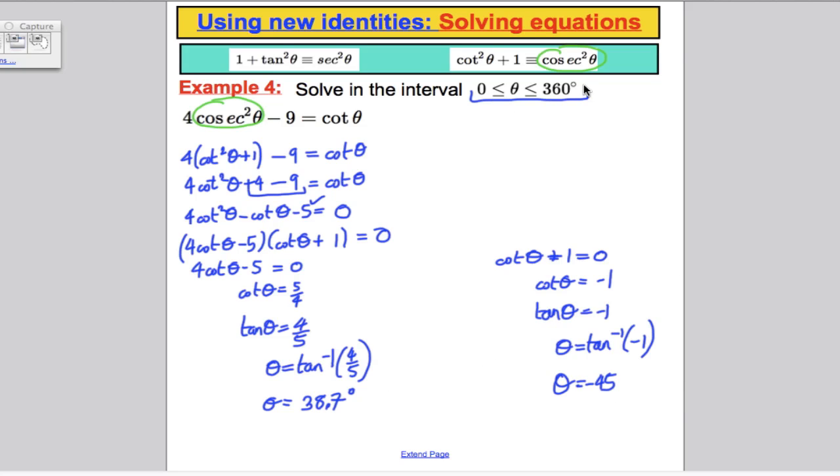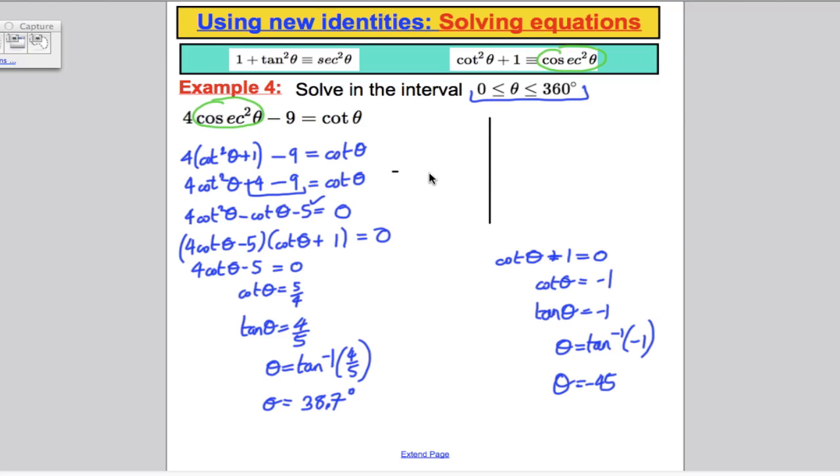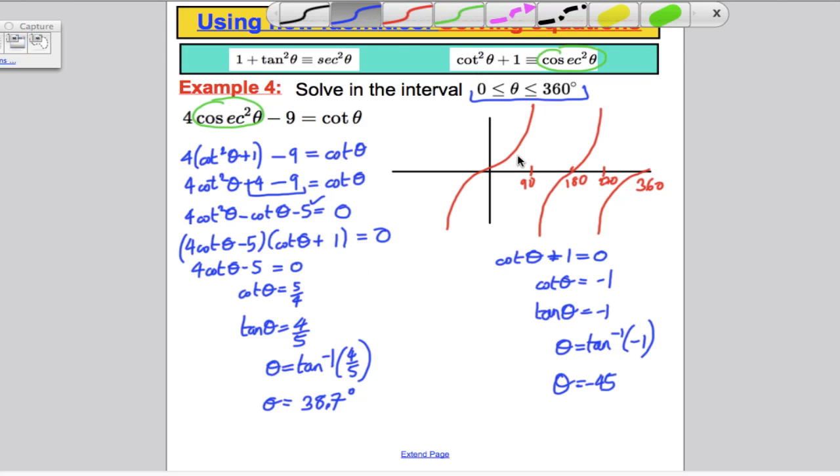Now, they're not the answers just as they are. We have to find the answers, any answers between 0 and 360. So as always, draw myself my graph to help me. Now remember, tan looks something like this. That's supposed to be 90, 180, and 360. This here is 270. Now I'm looking for when theta is 38.7 and other values. Now 38.7 is somewhere here.